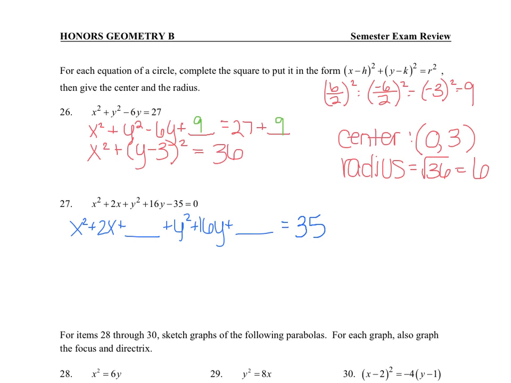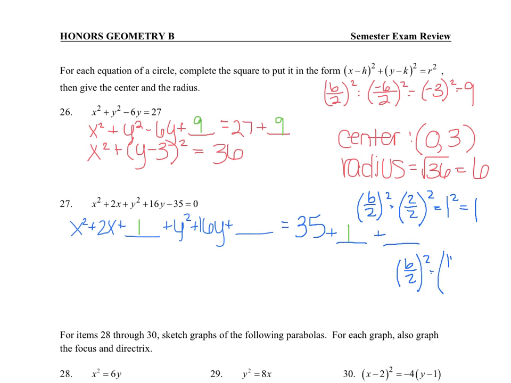Now again, I'm going to complete the square. Let's start with x. b divided by 2 squared is 2 divided by 2 squared, which is 1 squared, which is 1. So I'm going to add 1, and if I add 1 to one side, I need to add 1 to the other side. I'm also going to do b divided by 2 squared for the y's. So 16 divided by 2 squared is going to be 8 squared, which equals 64. So if I add 64 on one side, I'm going to have to add it on the other side.